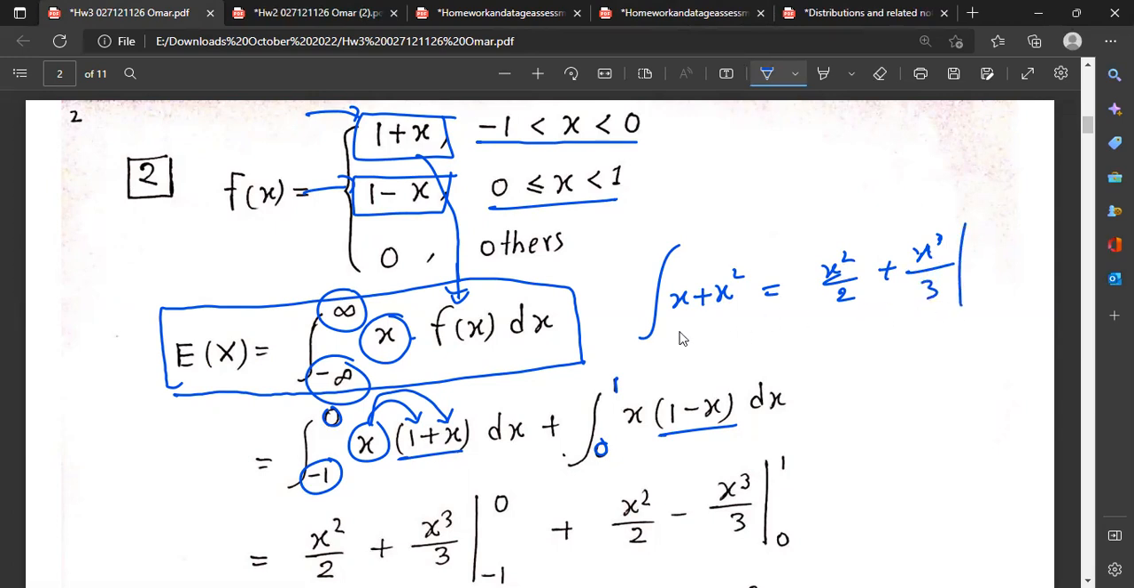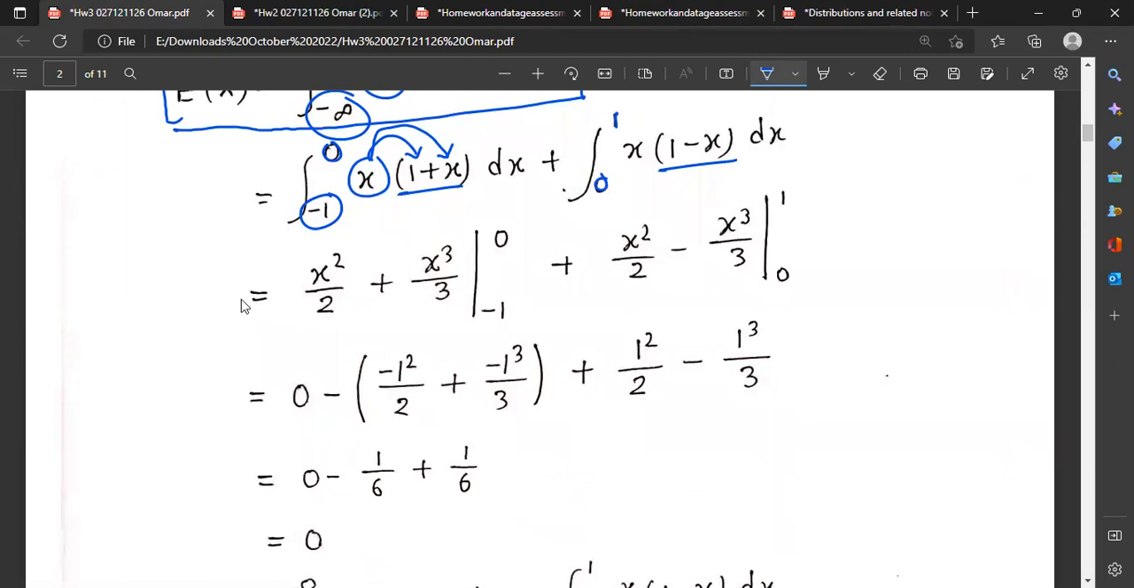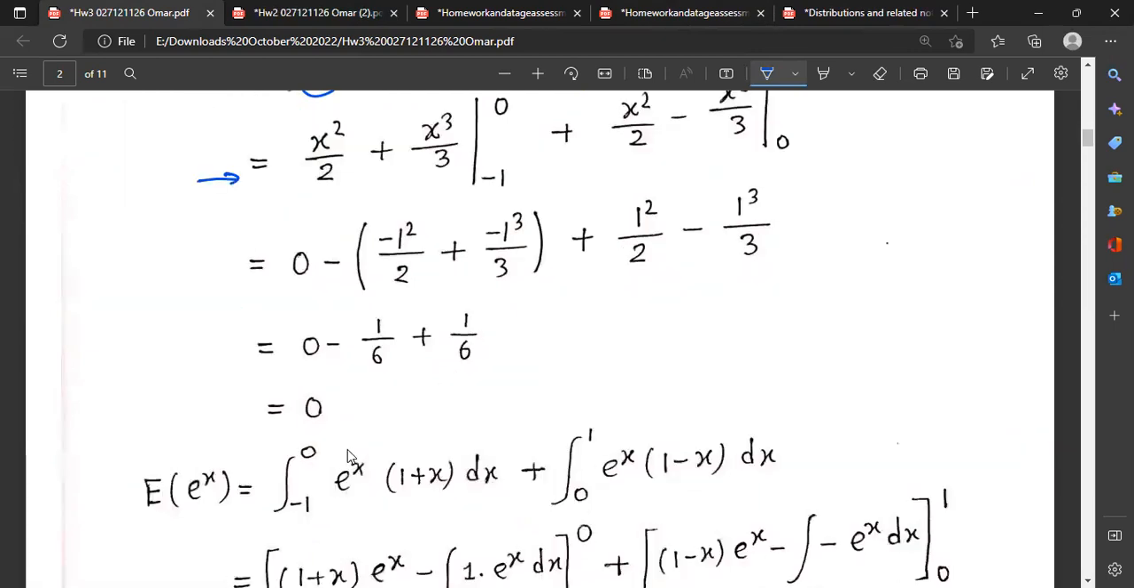So then we just calculate the limit here, the boundary here. So boundary is -1 to 0. So if you do the calculation, this is just a simple integral. So you will get the final answer here. This is 0, okay? And expectation of e to the power x. So e to the power x will be the same way, like here it will be e to the power x times the function. E to the power x times the function, okay? And the boundary is same as before, the interval that is given.